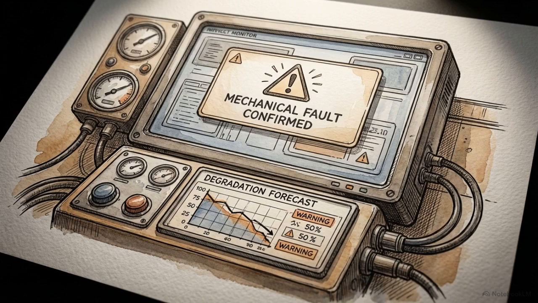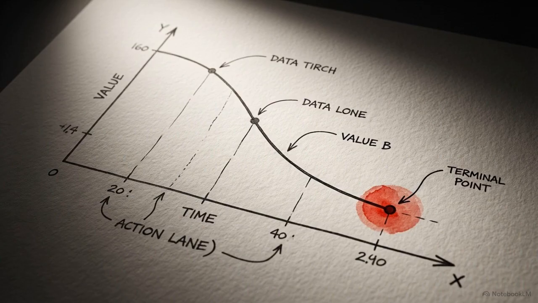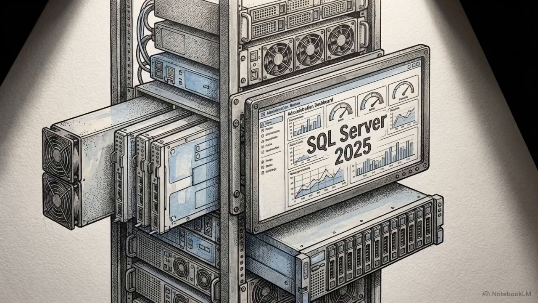Verified faults are passed to a survival analysis engine. We apply a Weibull distribution to calculate the mathematical curve of the degradation, estimating the remaining useful life of the asset in days. The entire analytical conclusion, the anomaly score, the remaining useful life, and the JSON evidence chain is committed atomically to a local SQL Server 2025 relational database.